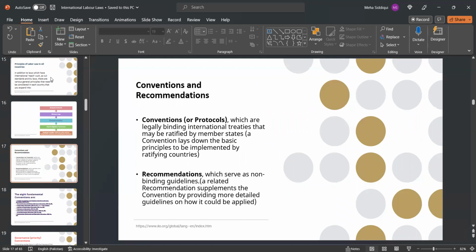Conventions are protocols which are legally binding international treaties that may be ratified by member states. A convention lays down the basic principles to be implemented by ratifying countries. Recommendations serve as non-binding guidelines. A related recommendation supplements the convention by providing more detailed guidelines on how it could be applied.